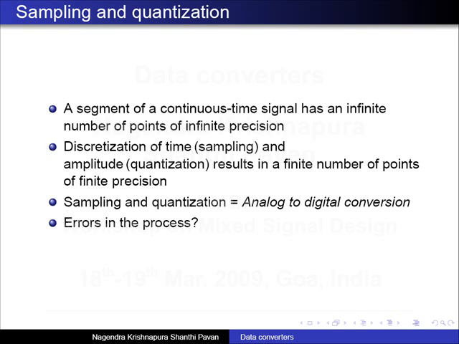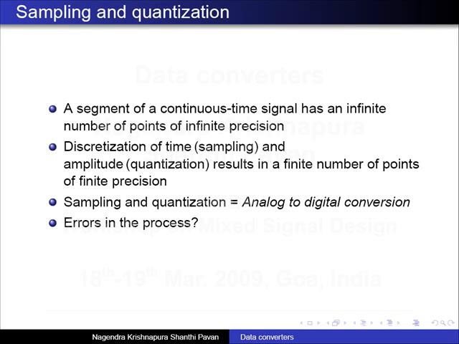And this whole process of sampling and quantization, that is you first look at it only at some instances of time, and then you also let it take only some discrete values, is known as analog to digital conversion. That's a combination of sampling and quantization. Now the question is, the original signal was continuous time, continuous amplitude, and we have come up with something that is discrete time and discrete amplitude.